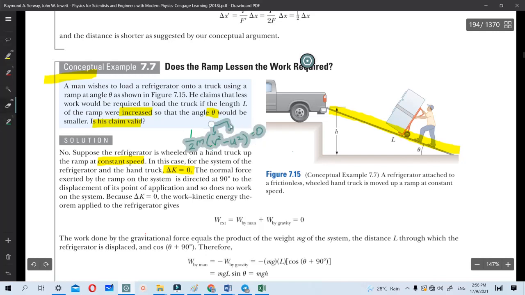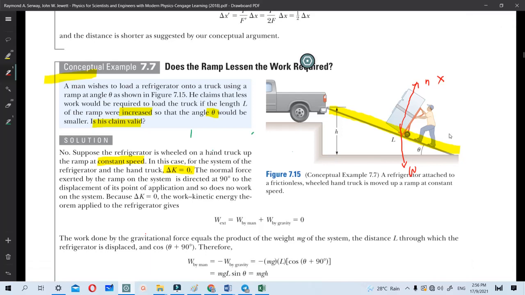Now let's wrap this up. The normal force by the ramp is directed 90 degrees to the displacement, so it does no work. So in short, they are looking at the situation whereby the force by gravity. Okay, let's just draw something. We are aware that there will be weight here, and there will be a normal force here, perpendicular. So the normal force will not contribute to doing work because it's perpendicular. So the weight of the refrigerator itself would be equivalent to the force applied by the man. That's what it tried to say.